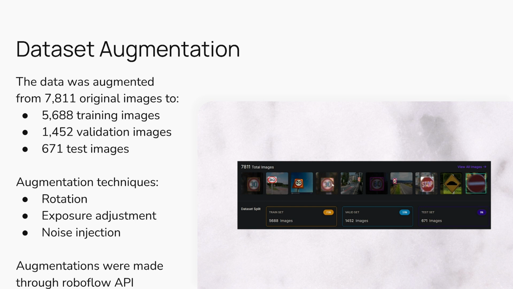And as you can see here, this is what the train-test split looked like. We had 5,688 training images, 1,400 validation set images, and then 671 test images. And all of these augmentations were done through Roboflow.